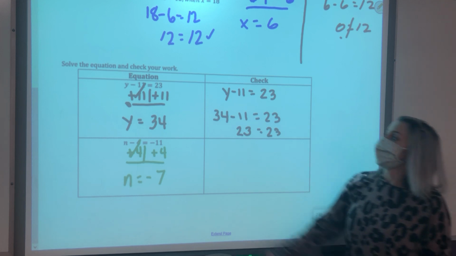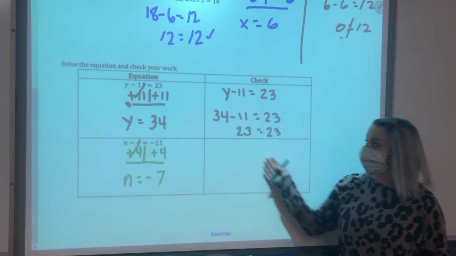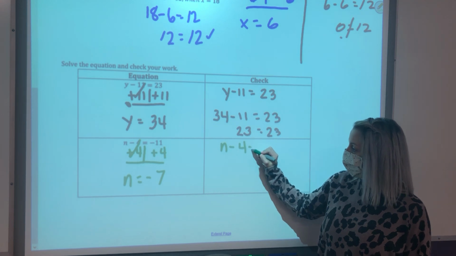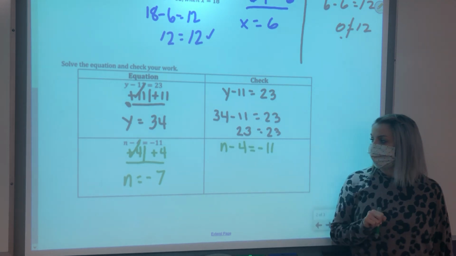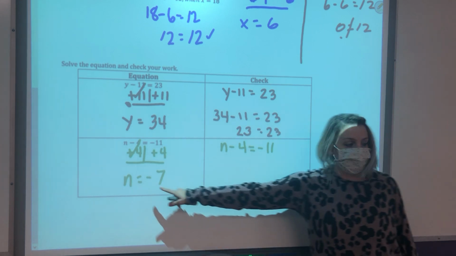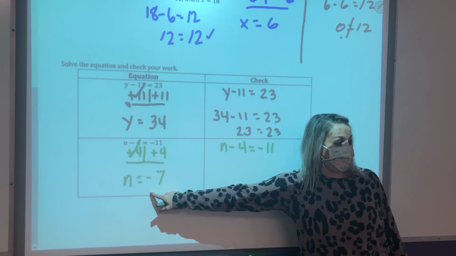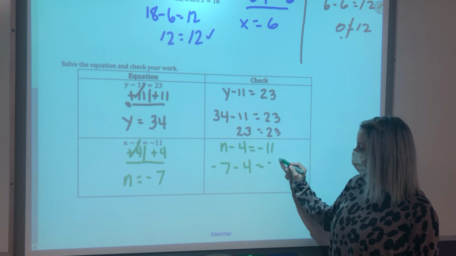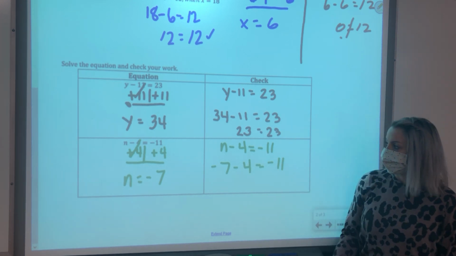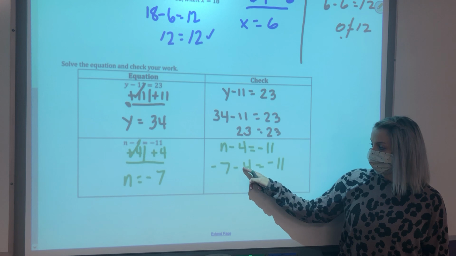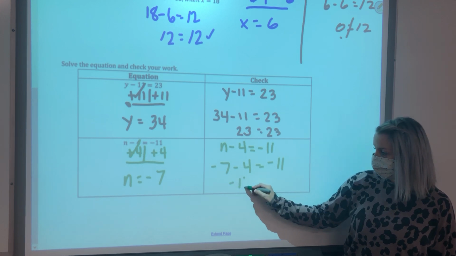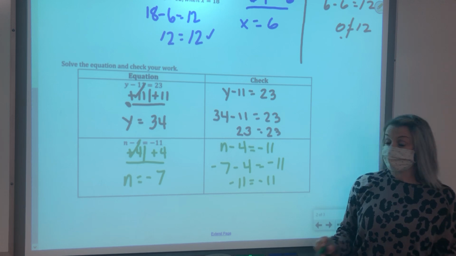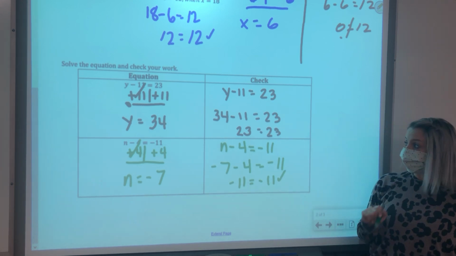So again, when I check, always rewrite my original. Sub in my value that I got for my variable. Same signs, what do I do? Good. 11 equals 11, right?